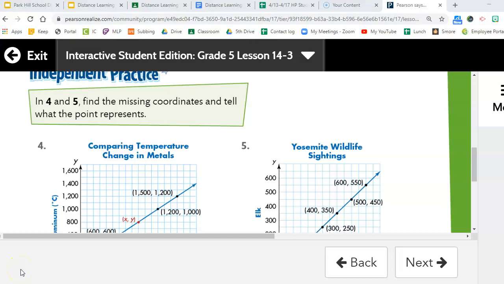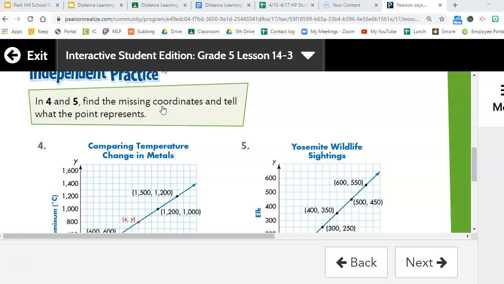Hi, fifth graders. This is lesson 14-3, solve problems using ordered pairs. So we're going to continue to work with our coordinate grids, but it's going to be a little more problem solving instead of just looking at the graphs and picking points. Okay, so we're going to do quite a few practice problems together.